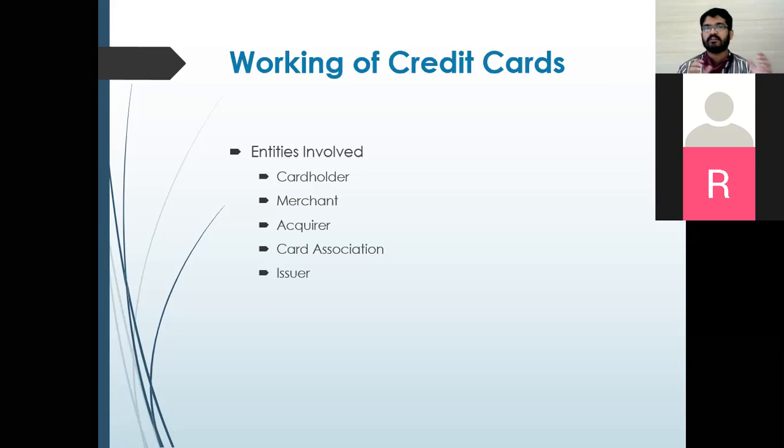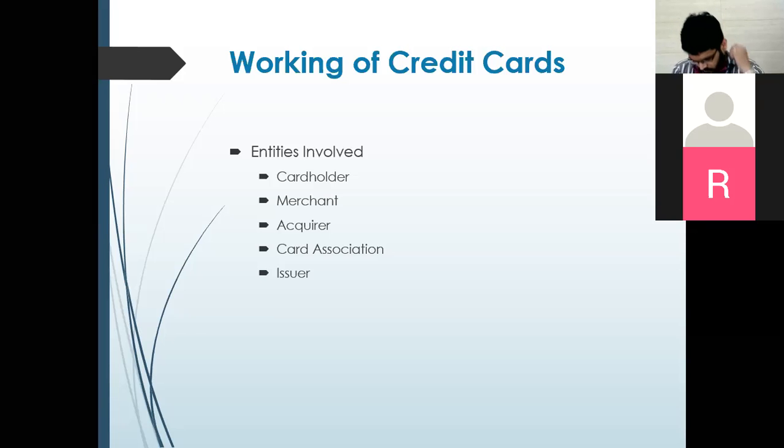So I hope you're clear with all these 5 entities: card holder, the customer; merchant, the seller; acquirer, the banker of the seller. Card association is your Visa or your MasterCard or your RuPay. These are called the card association. And issuer is the customer's or the card holder's bank. Are you clear with all these 5 entities first of all? Yes, sir.